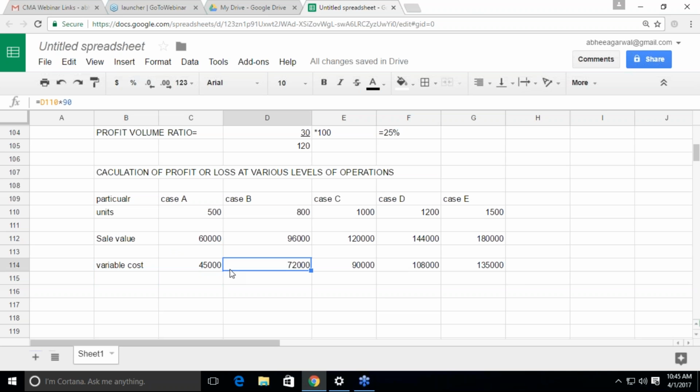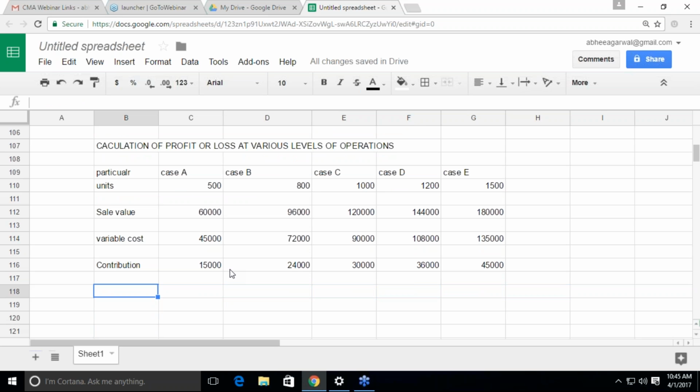Similarly, 800 multiplied by 90, that is 90,000. This is the variable cost. Now contribution will be sales minus variable cost. So 60,000 minus 45,000, that will be my contribution. Similarly, sale minus variable cost in each case, I can calculate the contribution. Now the very interesting thing which I'm going to do, I'm calculating PV ratio in all the cases.